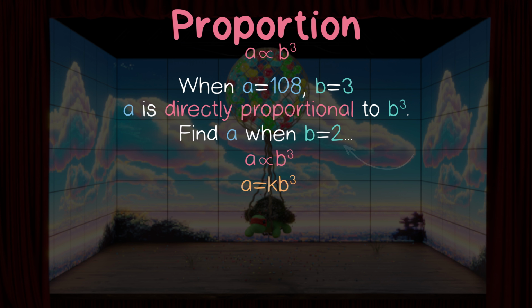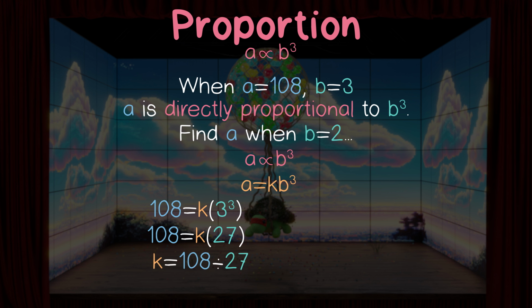So now our formula becomes k times b cubed. 108 was equal to k times 3 cubed, and 3 cubed is 27. So solving for k, we divide 108 by 27. 27 goes into 108 four times, so our constant of proportionality is 4.